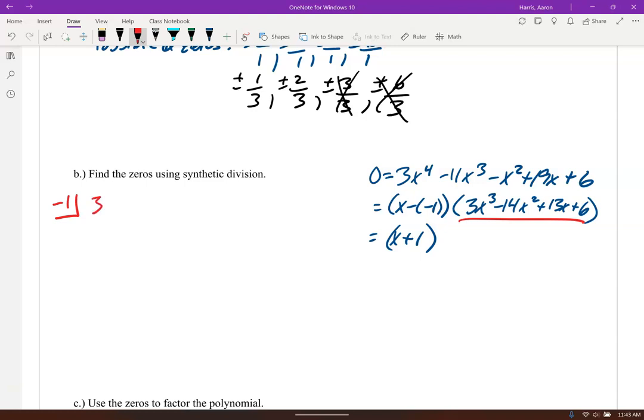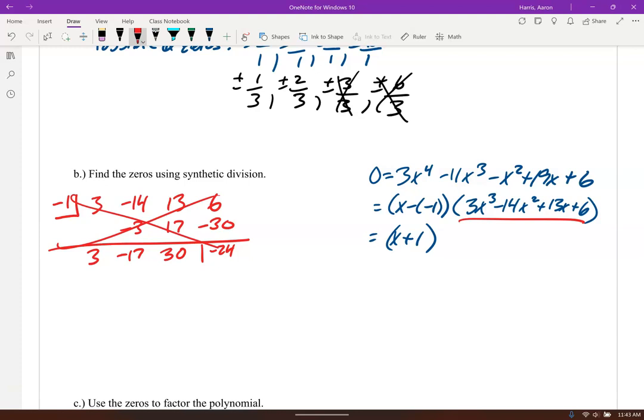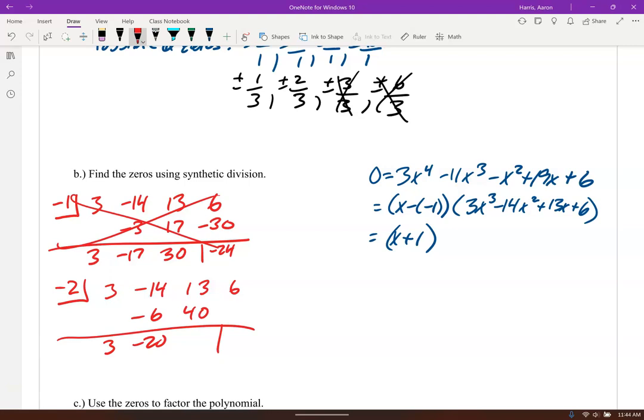So now I'm using the coefficients 3, -14, 13, and 6. And let's just make sure it's not a repeated 0. So 30. Okay, no, it's not. -24. Okay, so -1's done with. We've already used up -1. So let's move to -2 now. Let's try -2. Again, I'm using the coefficients 3, -14, 13, and 6, right? And let's see if -2 is a 0. Okay, so it's not. -2 does not work.